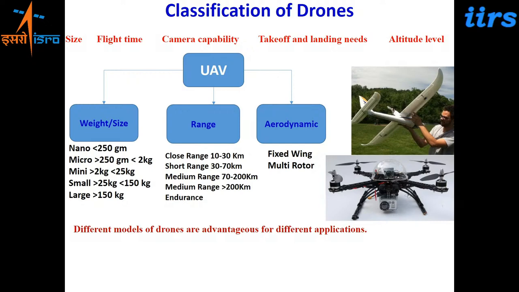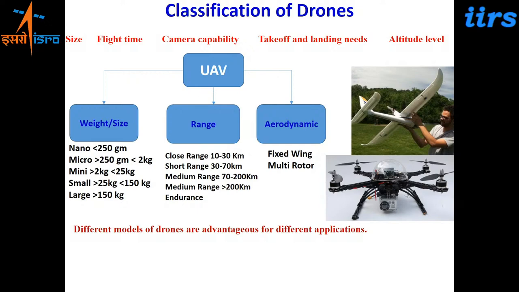And generally on drones from micro onwards, remote sensing sensors can be placed, like RGB or multispectral sensors, which come in these categories. Generally, mini drones are the ones more useful for remote sensing applications, where you can have thermal and other kinds of sensors placed on them.